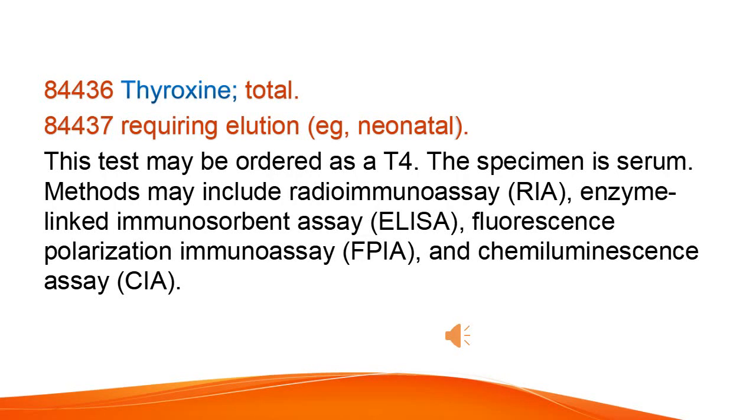Thyroxine, total. Requiring elution, e.g., neonatal. This test may be ordered as a T4. The specimen is serum. Methods may include radioimmunoassay, RIA, enzyme-linked immunosorbent assay, ELISA, fluorescence polarization immunoassay, FPIA, and chemiluminescence assay, CIA.